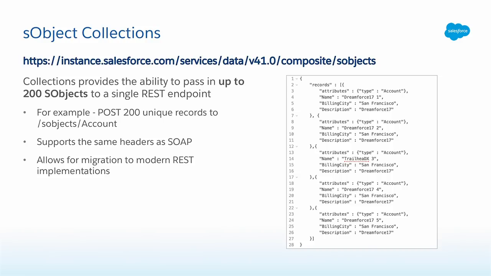So now both REST and SOAP can perform operations on up to 200 objects using a single call. We've also made sure that this supports all the same headers as SOAP. So if you have an existing integration on SOAP and you've been hesitant to move across to using REST because of that 200 object limit, this provides you a way to make that migration.